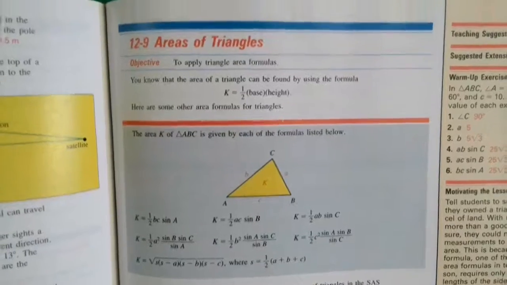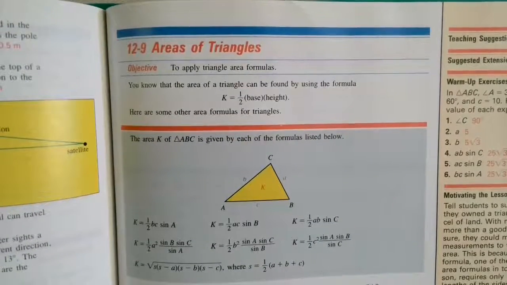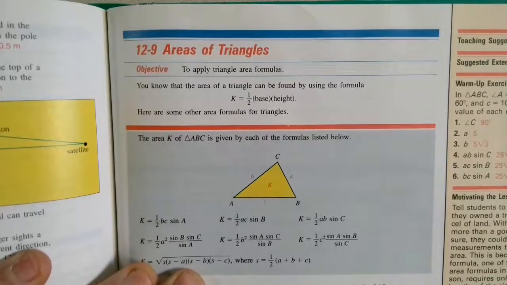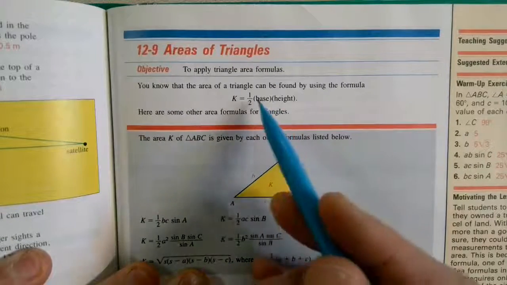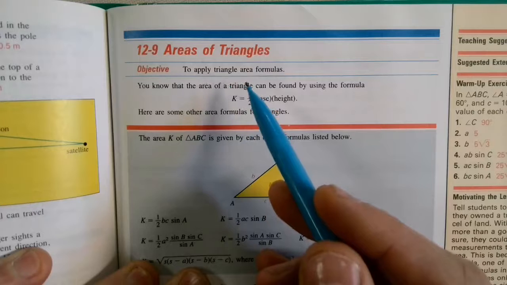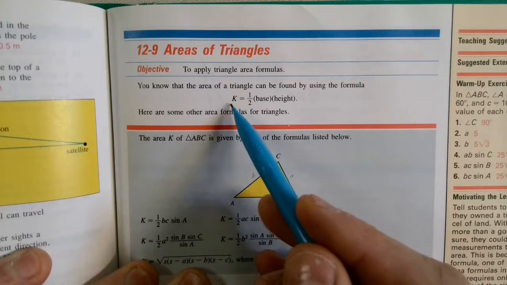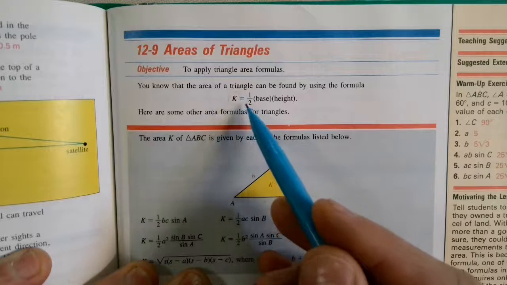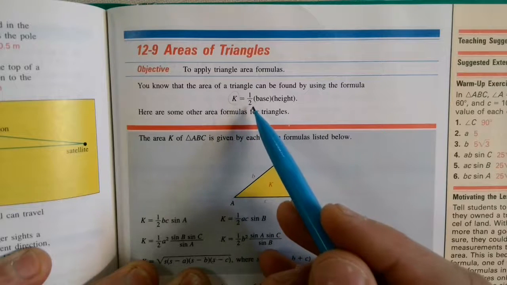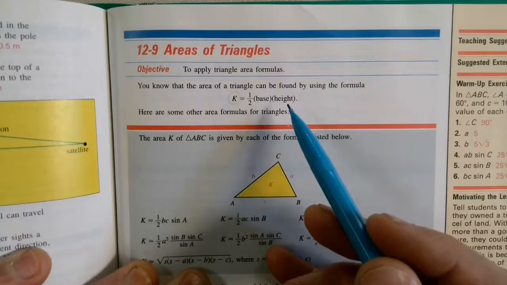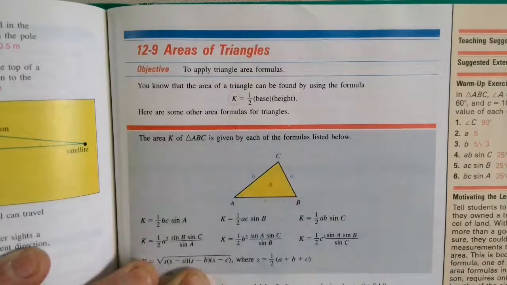Okay, guys, last lesson before the end of the chapter: areas of triangles. So we're going to learn some additional ways to find the area of a triangle. Now, you already know this formula. The area of a triangle, symbolized by K, is equal to 1/2 times the base times the height of the triangle. There are other ways to find the area.